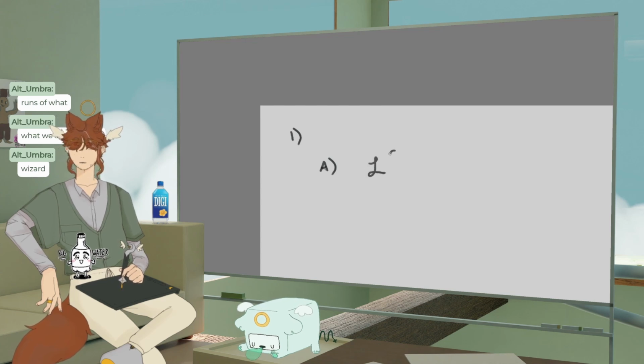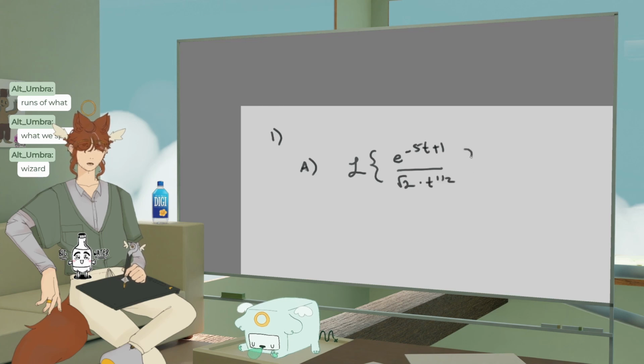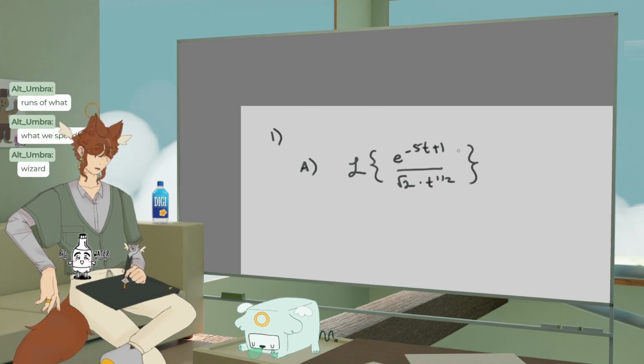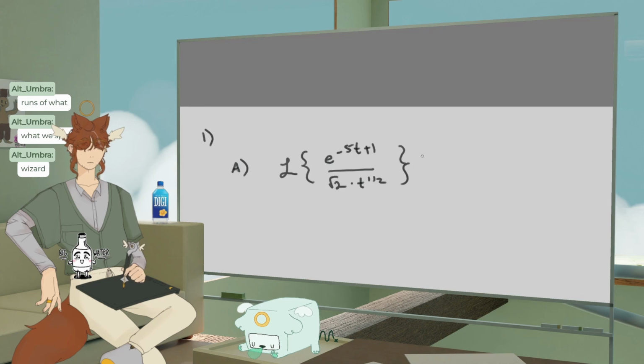We want to find the Laplace transform of e to the negative 5t plus 1 over the square root of 2 times t to the 1/2. This is awful. I'm gonna have to use the t to the 1/2, I think. So the e to the negative 5t plus 1, because we want that negative 5t, that's gonna give us a shift. That's our first shifting theorem.